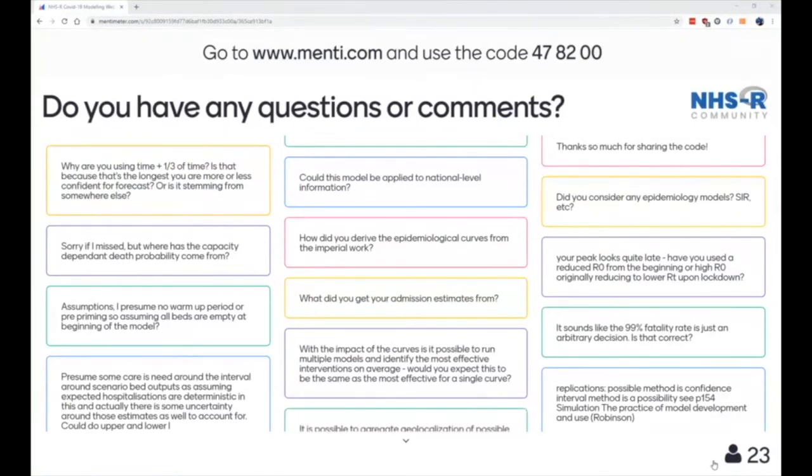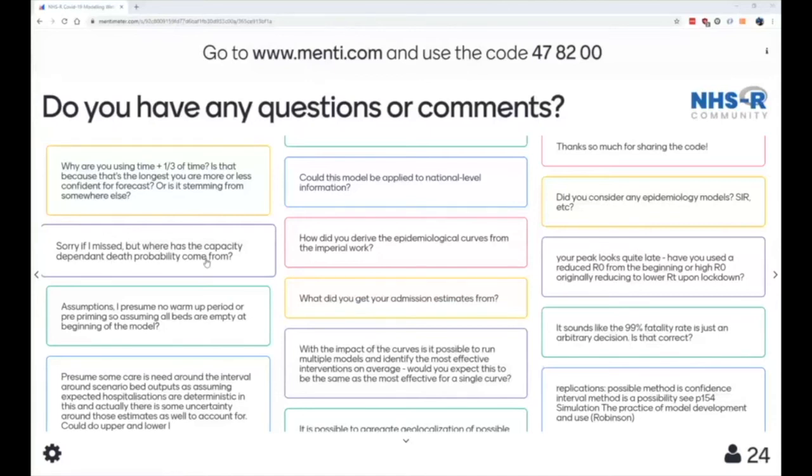But we are also talking to the University of Bristol around some SIR modelling that could improve that module, that then feeds this module, which is around the bed models and capacity and so on. Great, thank you. Sorry if I missed this, but where has the capacity dependent death probability come from?